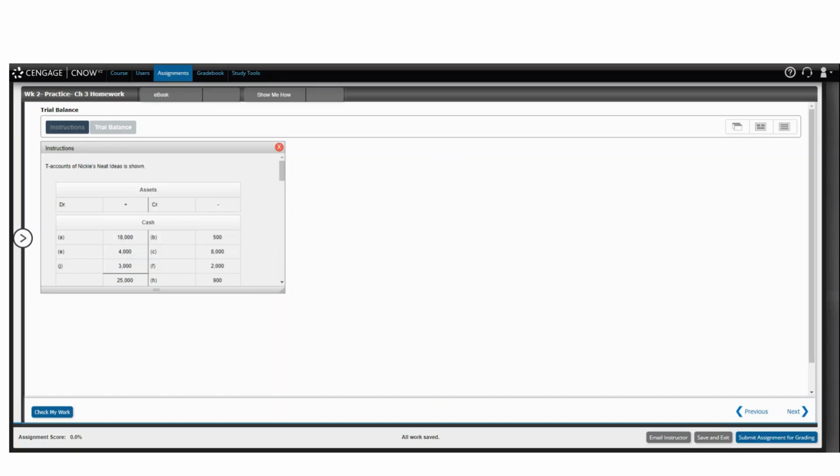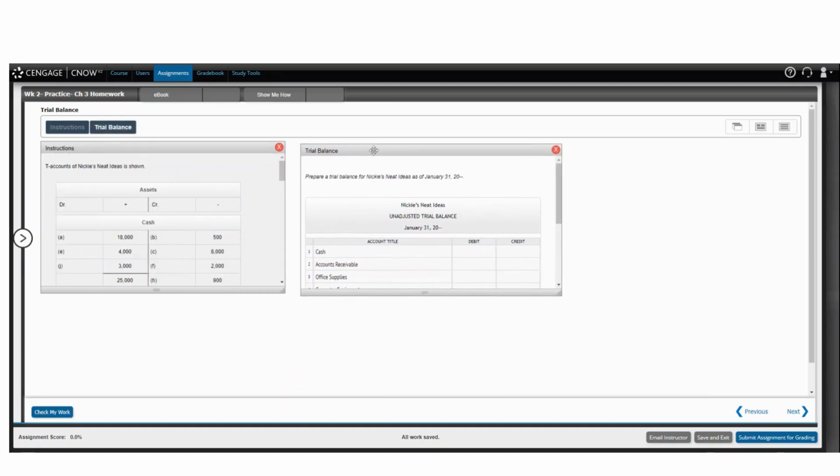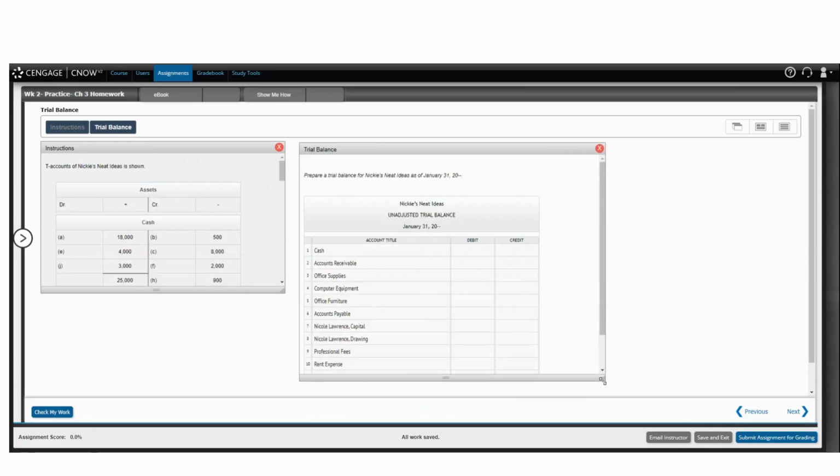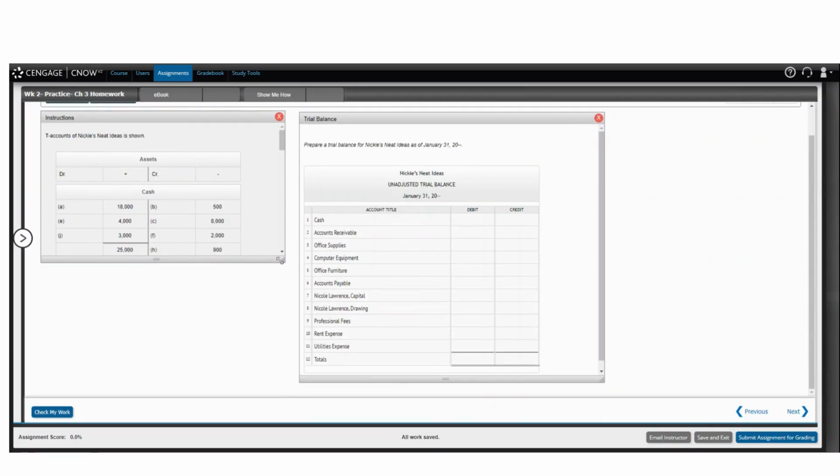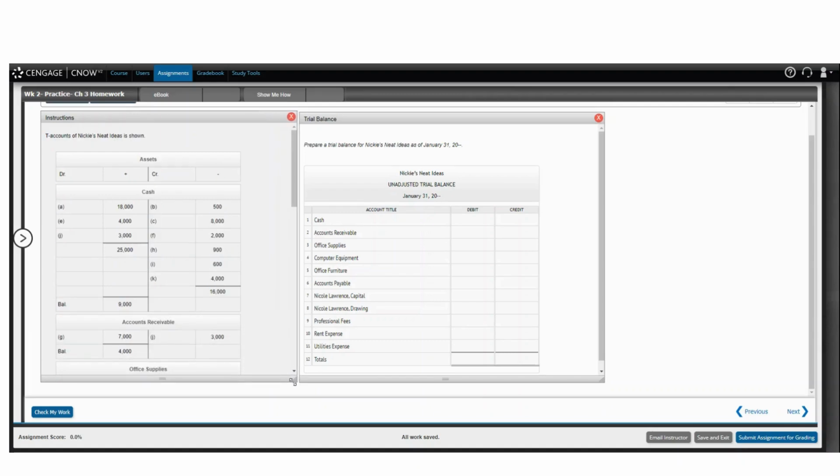Now, when you open 5, it just has the instructions first. So make sure you click right here where it says trial balance. It's going to pop open a new window. Okay, now you can hit the hamburger over here and it'll put them on top of each other, but I kind of like working them side by side right here. Okay, so I'm just gonna expand these a little bit. The instructions, I'm gonna have to keep scrolling up and down as I do this, okay? But I got my unadjusted trial balance over here on the right side, and we're gonna enter our numbers into the trial balance, okay?